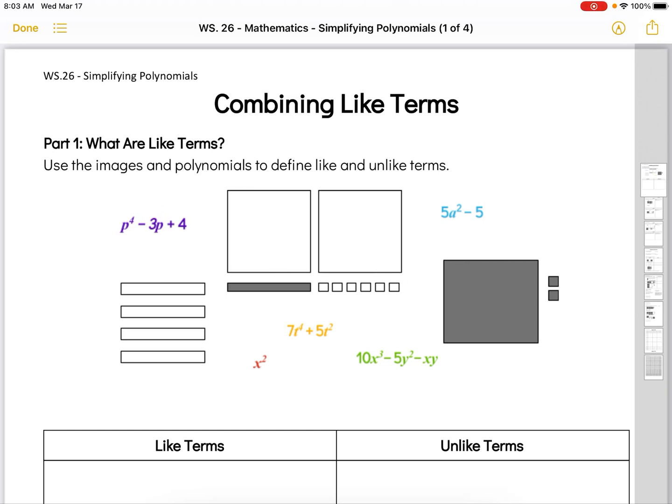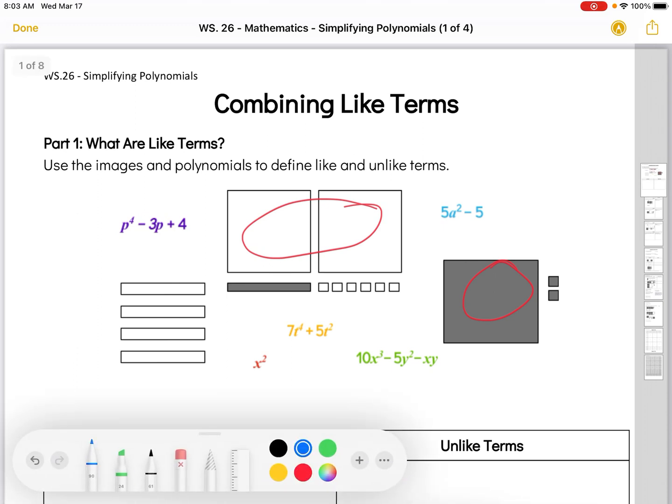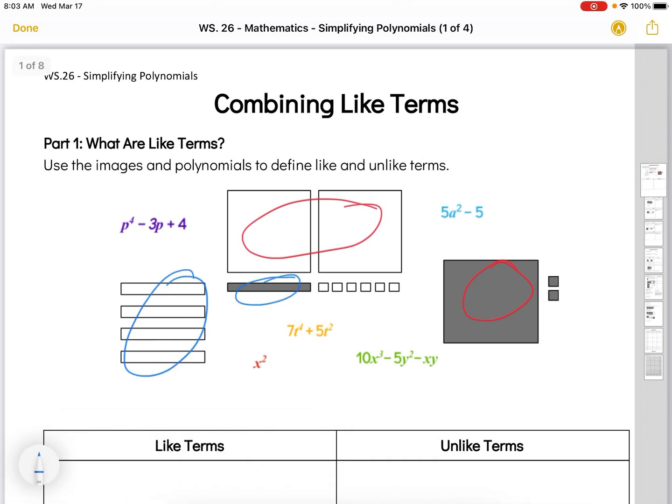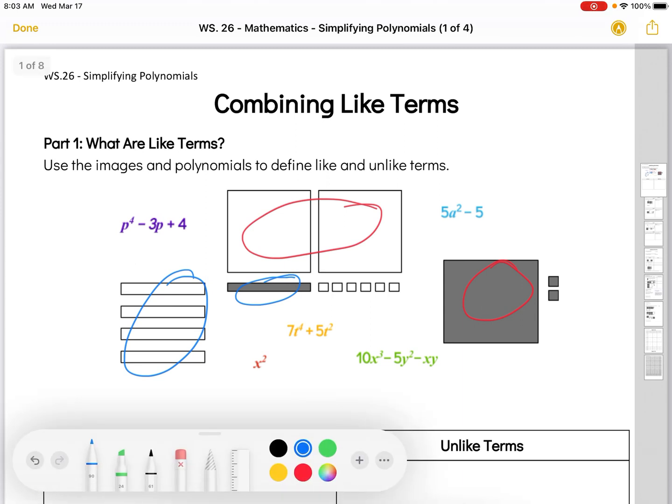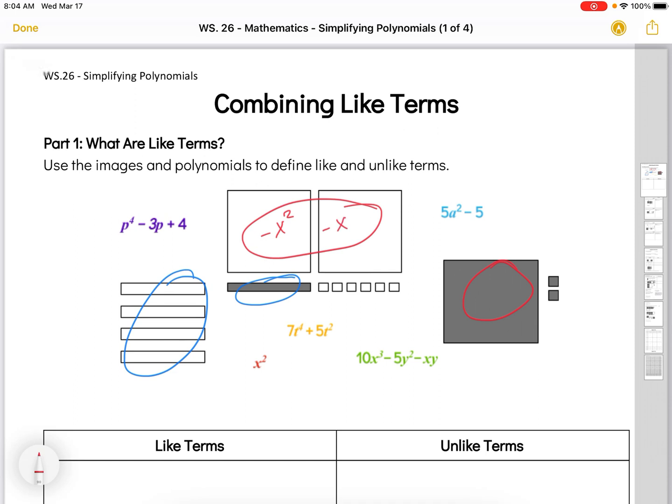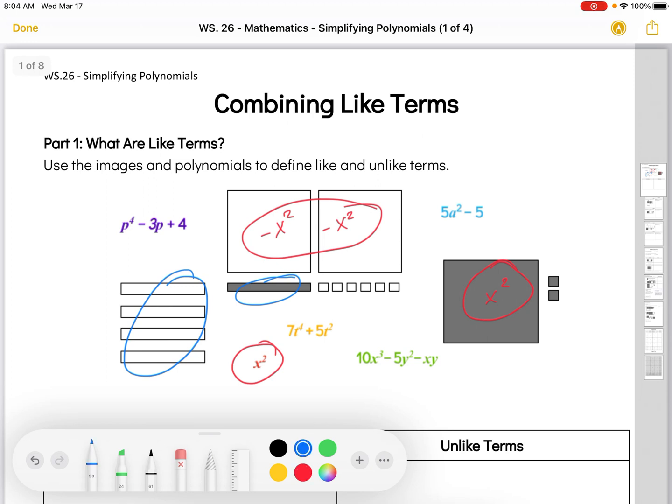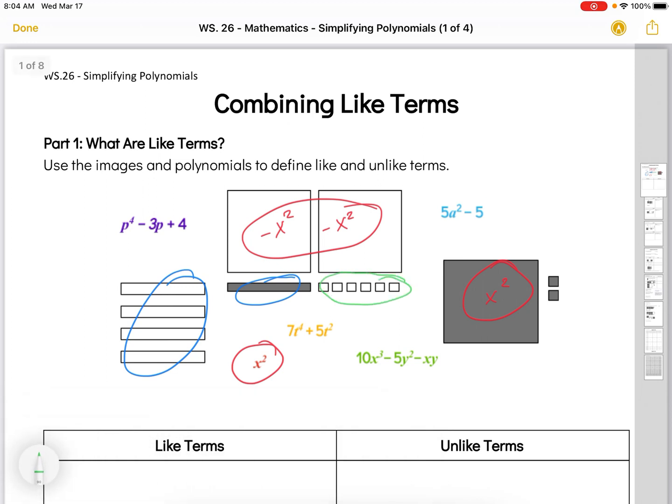We can compare, however, these, and this would be considered like terms. This and this will be considered like terms. Now, if we're assuming that these are negative x squared and x squared, then this as well would be a like term. And because we know that these are units, this would be a like term and that would be a like term as well.